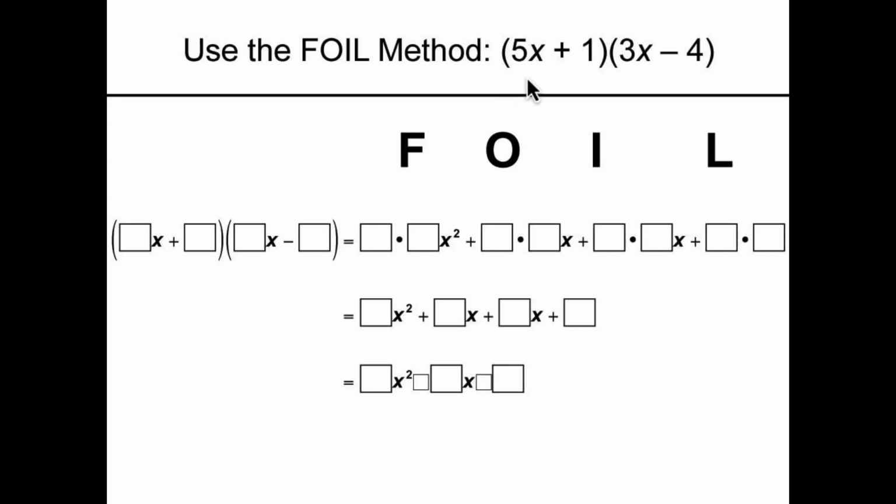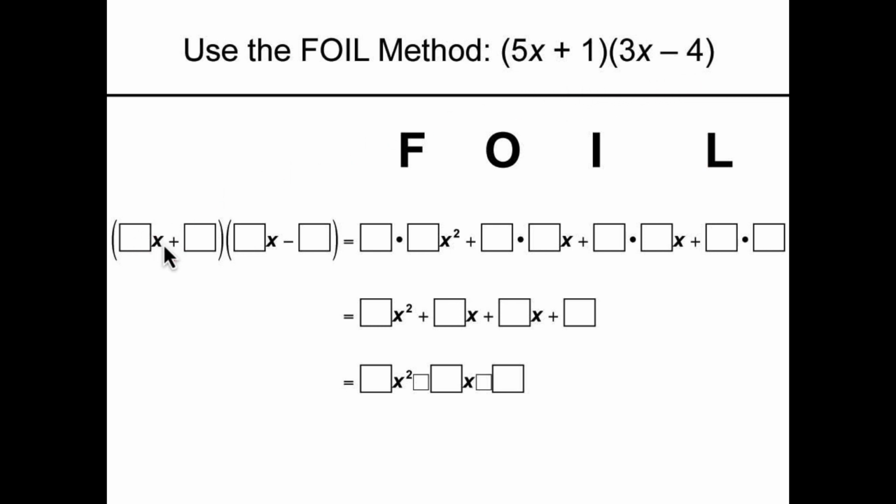Use the FOIL method to multiply these binomials. With the FOIL method, you multiply the four terms from the two binomials in a specific order. Multiply the first terms, then the outside terms, then the inside terms, then the last terms. So let's multiply these binomials.